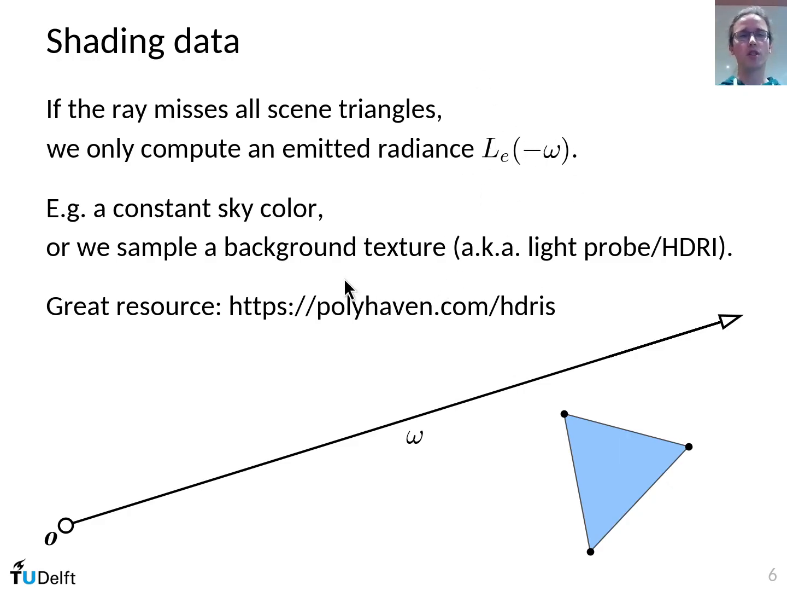This can, for example, be a constant sky color, which is very easy to do, or we can sample a background texture. This can be an HDR image, and a great resource for such images is this web page. So if you ever need one, you should check that out.